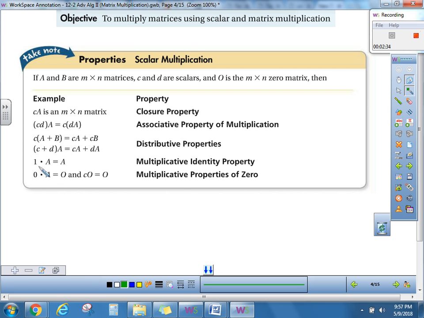Same thing. Multiplicative identity just tells me if I multiply that matrix by the scalar 1, we get the matrix that we started with. And the multiplicative property of 0 is if we multiply that matrix by 0, we get 0.